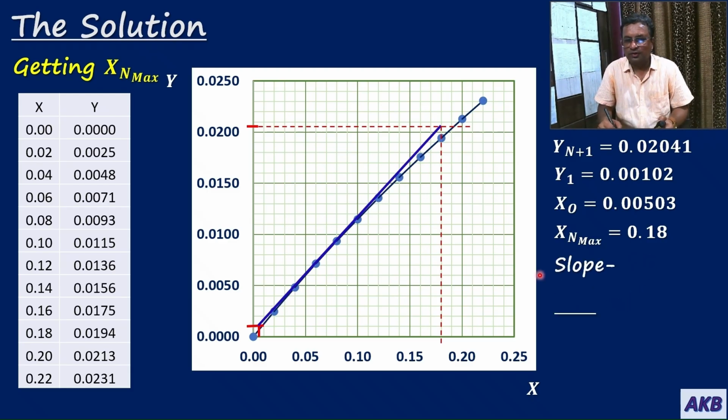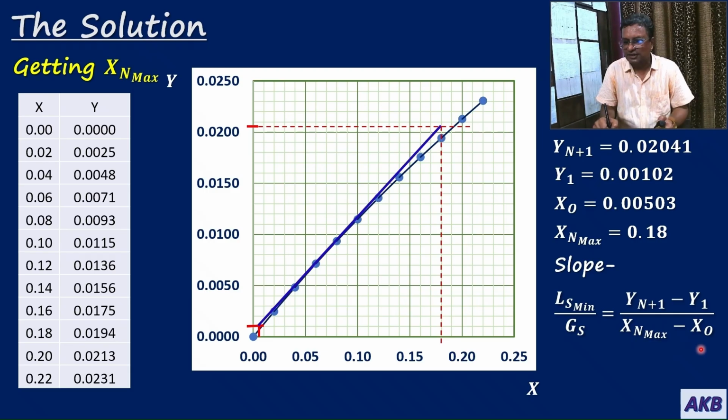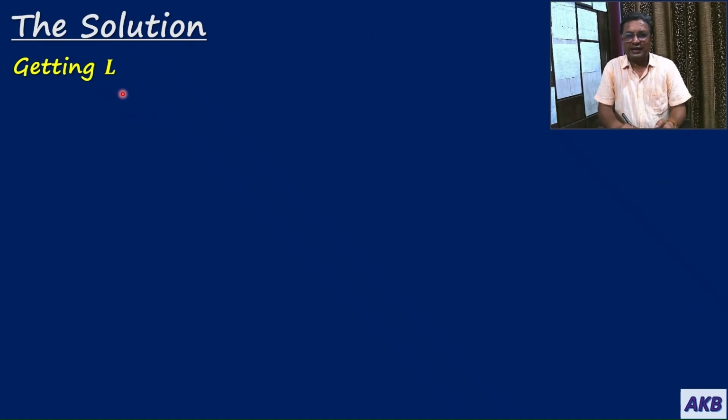Now the slope of this operating line is LS minimum divided by GS, which is equal to capital Yn plus 1 minus capital Y1 divided by xn max minus x0. All terms on the right hand side are known to us, as GS is known to us, so we can easily get LS minimum. We will be doing that in the next step. I hope you have understood how we have got all this. If you have any doubts, please mention that in the comment section. Let us move ahead.